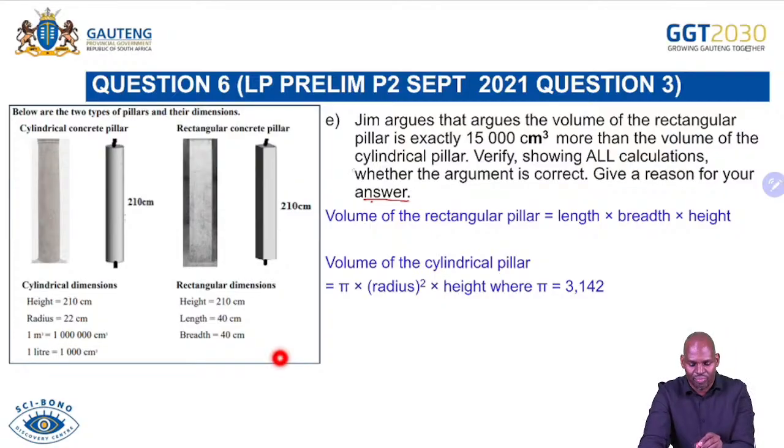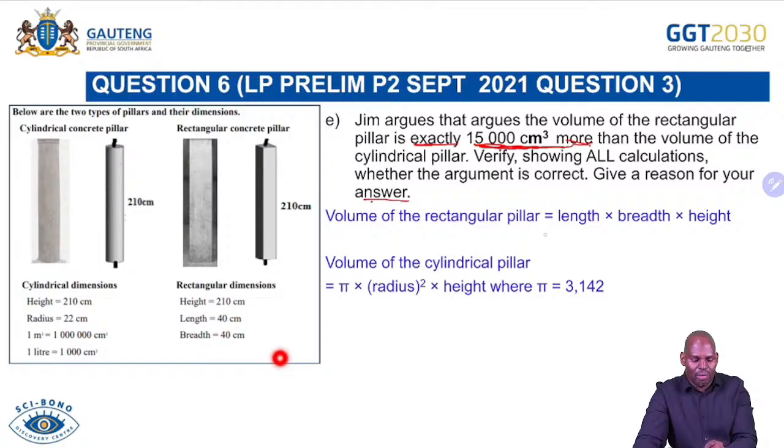So when they say it's 15,000 more, it means the rectangular one is bigger than the cylindrical one by 15,000. The volume of the rectangular pillar is exactly 15,000 cubic centimeters more, so it means it's bigger than the cylindrical by exactly 15,000. So let us do the calculations.